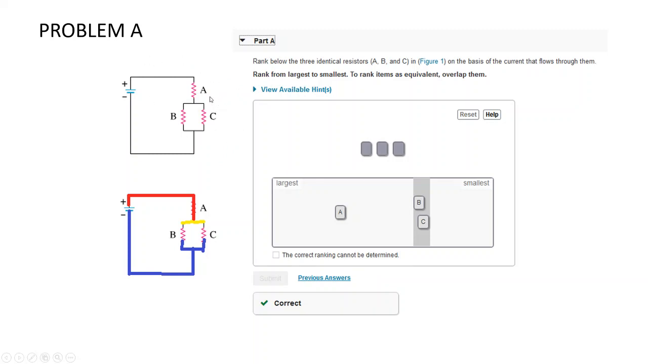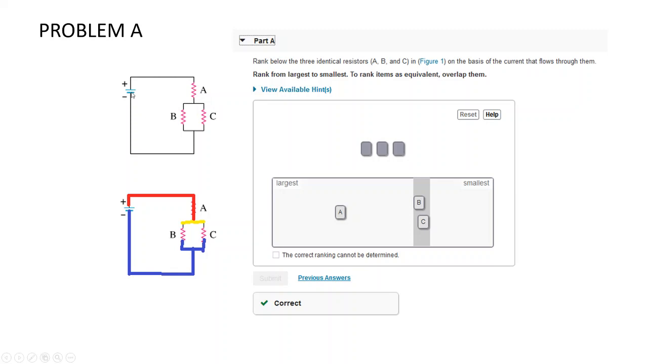This means that we don't have to do a lot of math in order to figure out how much current is actually going through the individual resistor. We just have to look at the relationship between all of them in order to rank them. So notice that B and C are in parallel to each other.